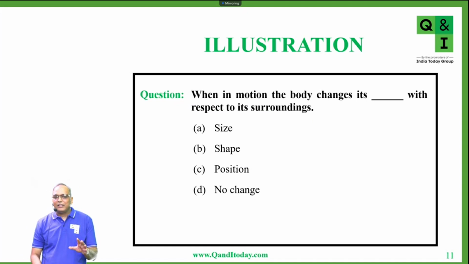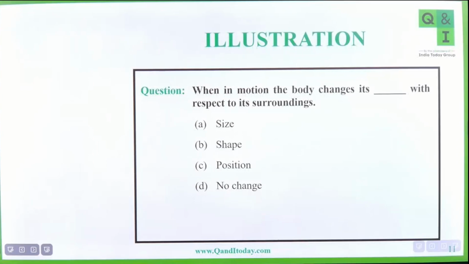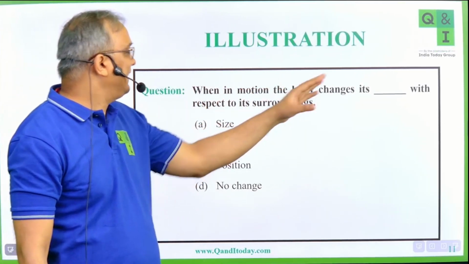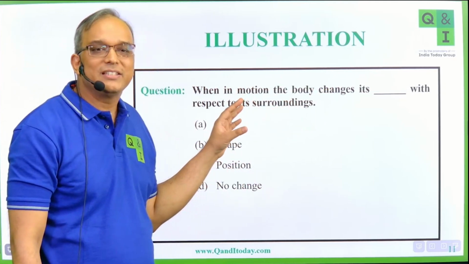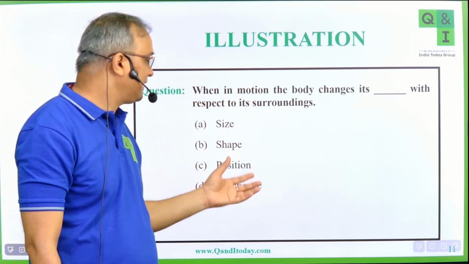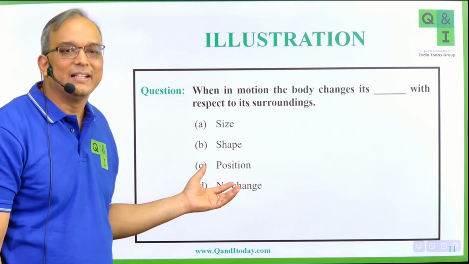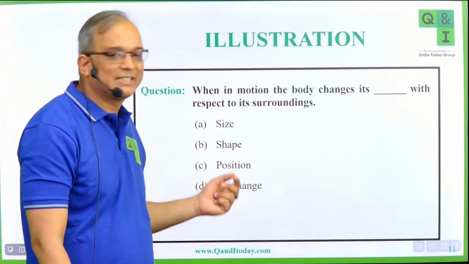So now there is this question. You have to answer, students. When in motion, the body changes its dash with respect to the surrounding. So when the body is in motion, what changes with respect to the surrounding? Yes, position. Sanjeev, correct. The position will change with respect to its surrounding.